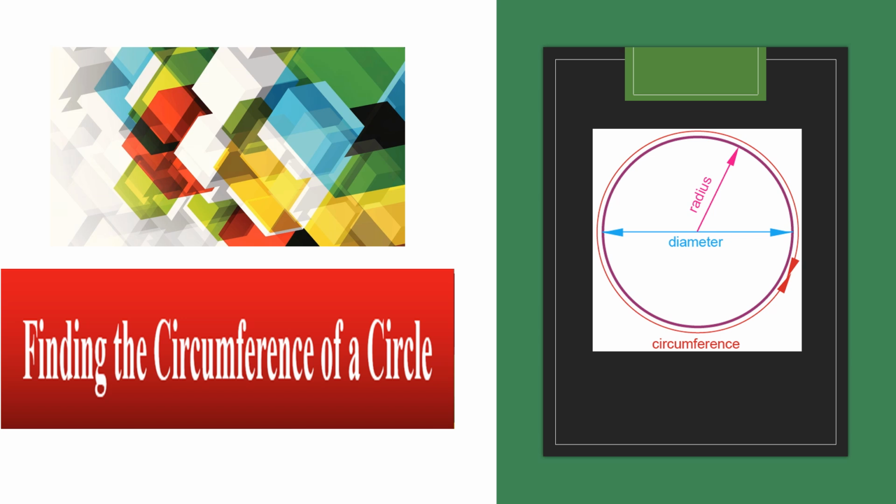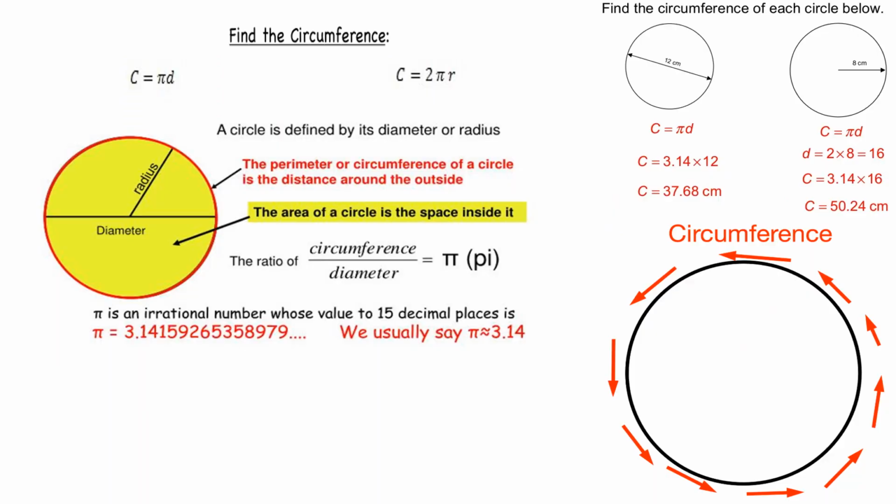We're going to discuss finding the circumference of a circle and also finding the area of a circle. To find the circumference of a circle, we can use our formula. C is equal to pi times the diameter, or you may see it written in this way. C is equal to 2 times pi times the radius. It's the same formula, it's just written in a different form.